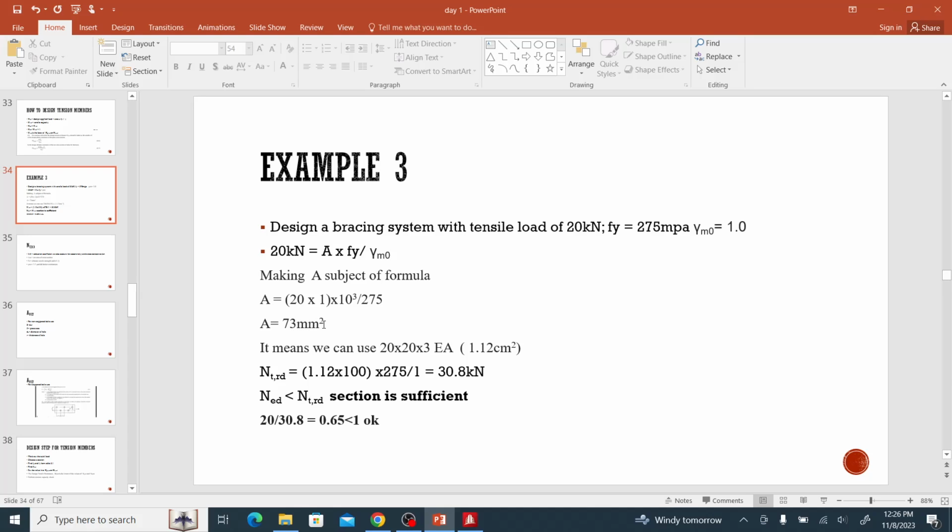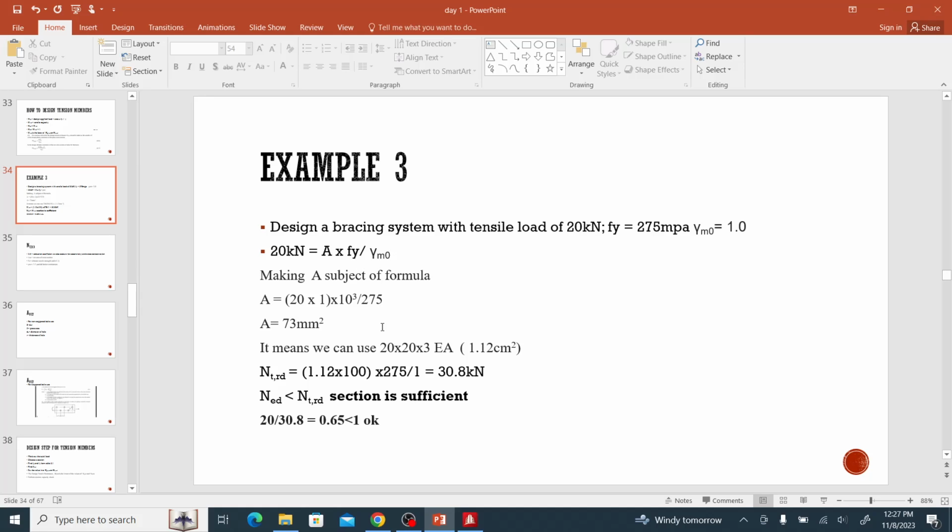Once we go to our angle section and go to our steel table, we can see that a 20 by 20 by 3 equal angle section is going to work. To get the capacity of this 20 by 20 by 3, we need to put it back into this equation and make NTRD the subject of the formula. We know our A is 1.12 times 100, to convert it to millimeters squared. Then our Fy is 275.